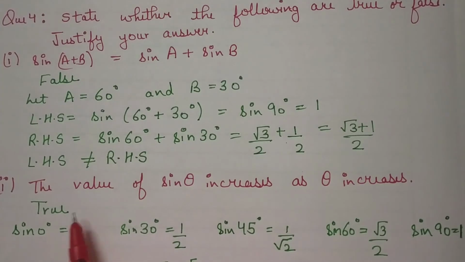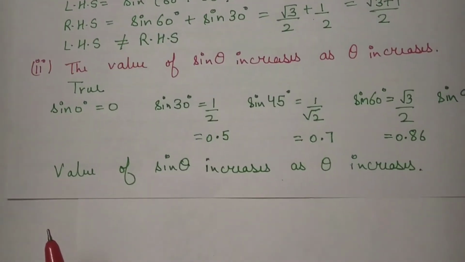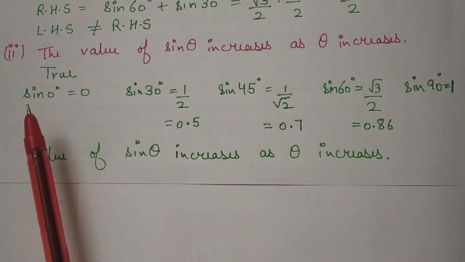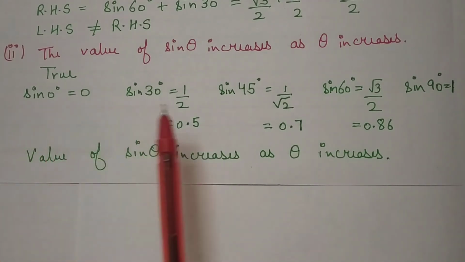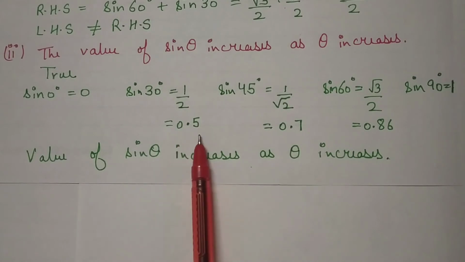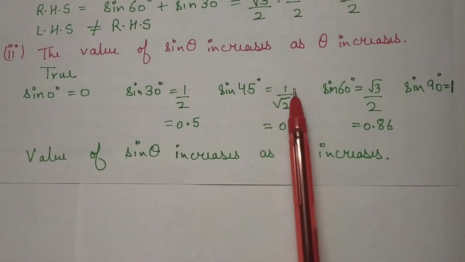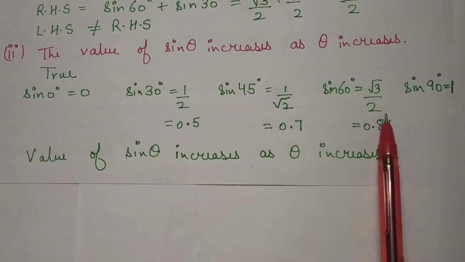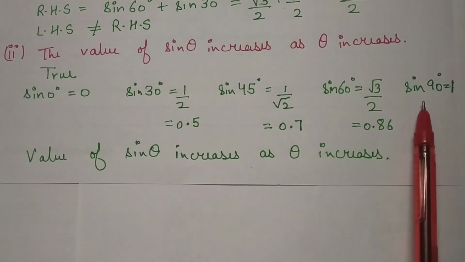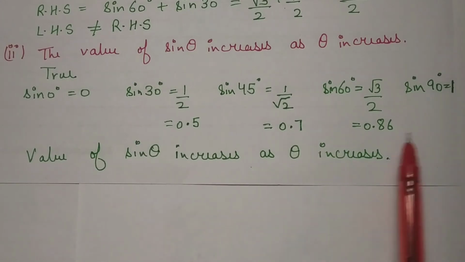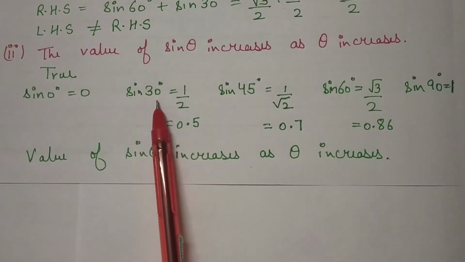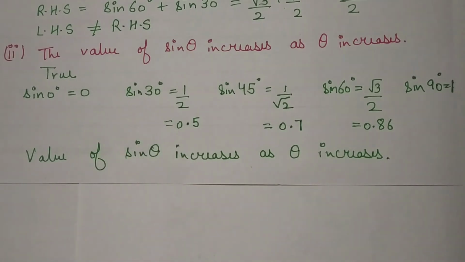Now second, the value of sin theta increases as theta increases. This is true because we have done it from the table. The value of sin 0 is 0. At 30 degree it is 1 by 2, which is 0.5. At 45 degree it is 1 by root 2, which is 0.7. At 60 degree it is root 3 by 2, which is 0.86. And at 90 degree it is 1. This means the value of sin theta is increasing as theta increases. So this is absolutely true.